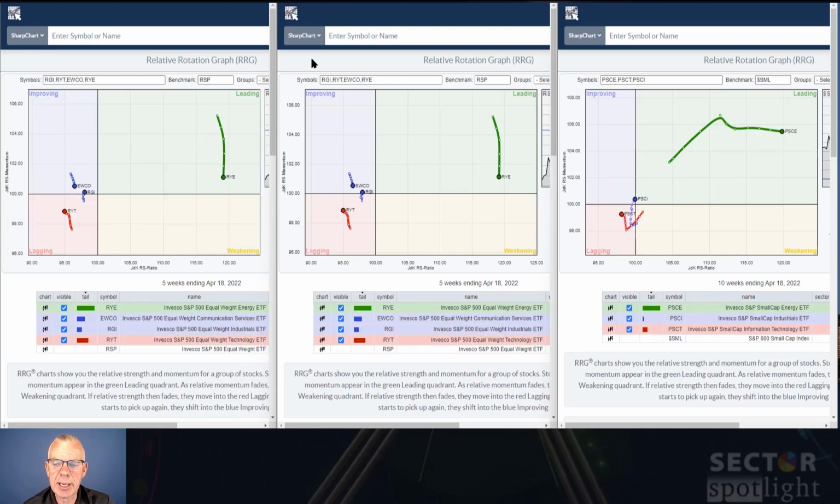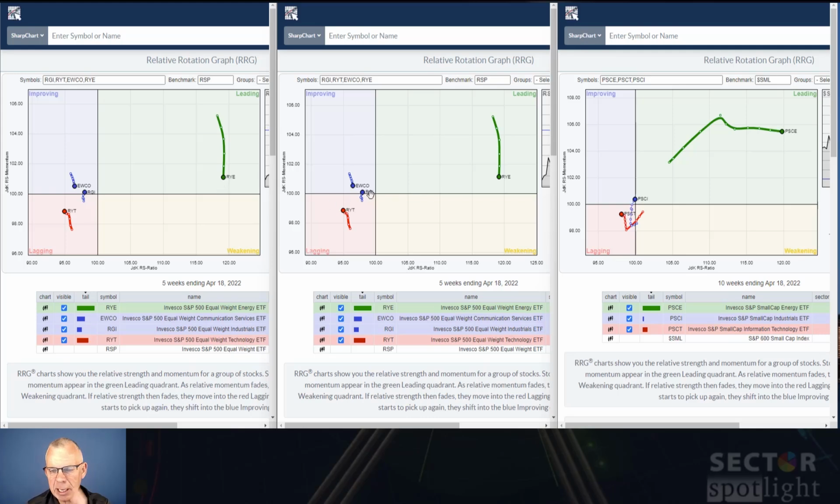And if we do the same for the group of sensitive sectors, then we have the large cap version here on the left hand side, and we see communication services inside improving, rolling over. We see industrials going the other way, but still on the left-hand side of the graph. We see technology inside the lagging quadrant. Had a bit of a move up there, but started to move left again. And we've got energy way up in leading, but going through a period of loss of momentum.